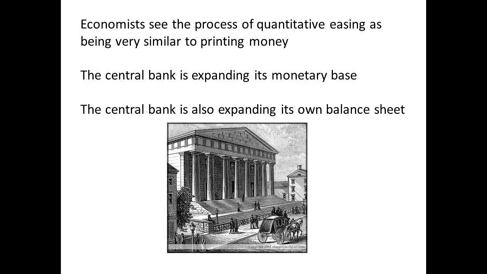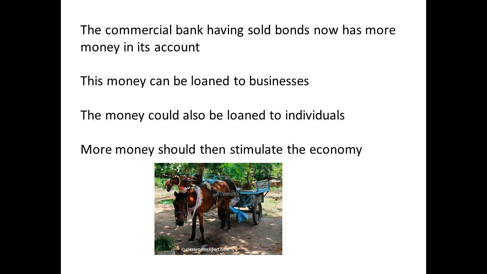Many economists see this process as being no different from that of printing money. The central bank is still expanding the monetary base, and at the same time expanding its own balance sheet. What does the commercial bank gain from this process? The commercial bank now has more money in its own account. This money can then be used as loans to individuals or to businesses. The effect should be to stimulate the economy, since a business will have money to invest and expand, and individuals will have money to use for consumption.